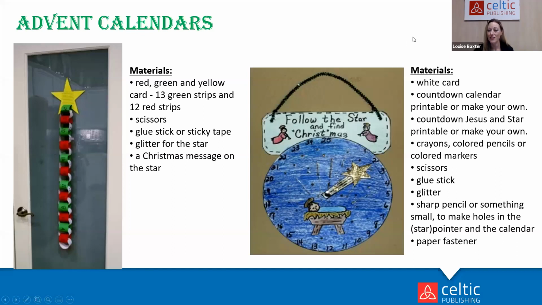With this one here for the older children, you will need white card, a countdown calendar printable, however you can make your own, or the countdown printable baby Jesus part here, although the older children can use a compass and they can create their own circle as well. You will need crayons, coloured markers, scissors, glue stick, glitter, just to make it all look very pretty and very Christmassy. And you will need something sharp, preferably a sharp pencil, just to make the hole to attach the star pointer there with a paper fastener.